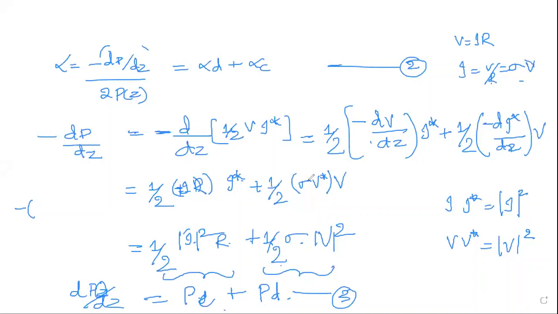So I into R, sigma into V star. So you'll get half into magnitude of I square into R, half into sigma into V square. So the first term with respect to resistance is the power dissipated with respect to the resistance as PC. The next one is power dissipated due to dielectric. Take it as equation 3, where here sigma is the conductivity.